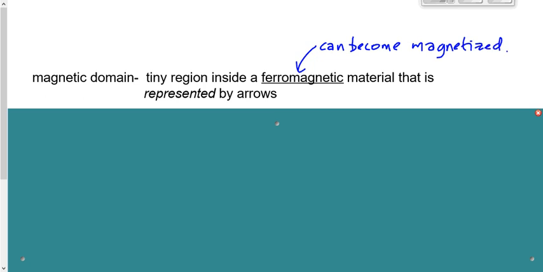It isn't necessarily a magnet, but it has the potential to become magnetized. Can you give me an example of a material that can become magnetized? Okay, knives are typically made out of steel. Yes, steel is ferromagnetic, absolutely.